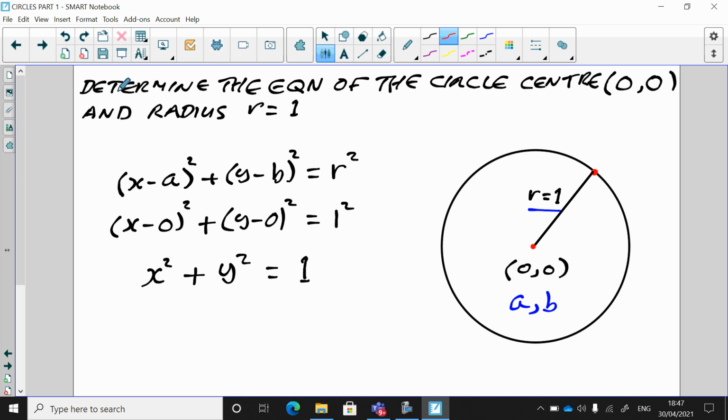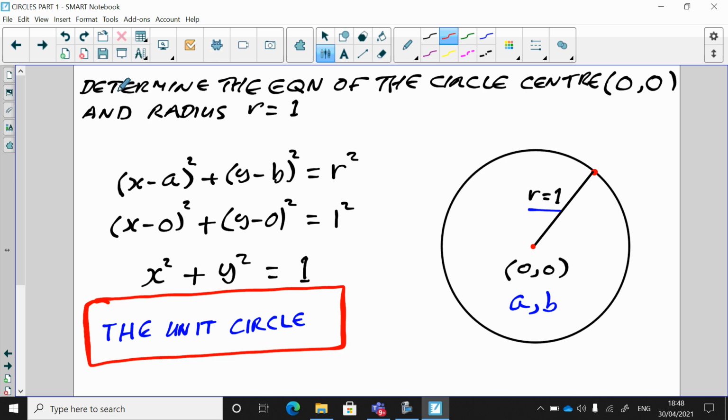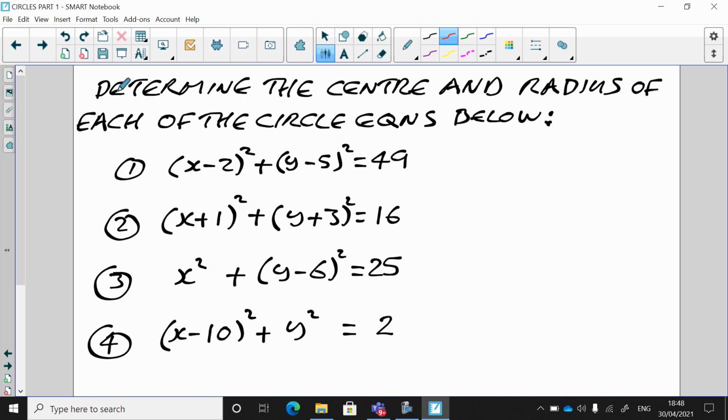So there you go. This here is actually a special circle. This is actually known as the unit circle. And this is where all your sine, cos and tan come from. But nobody told you about that. But we can think about that at another time. So that's fine. So if you get that, good.